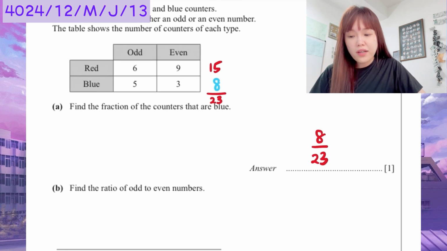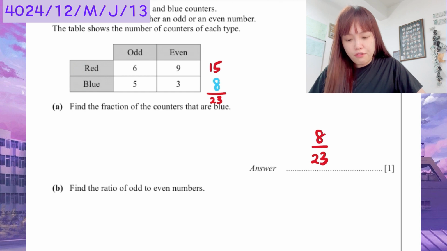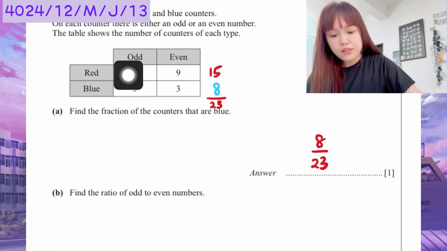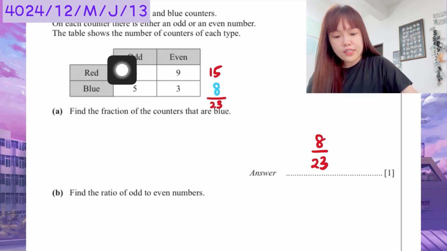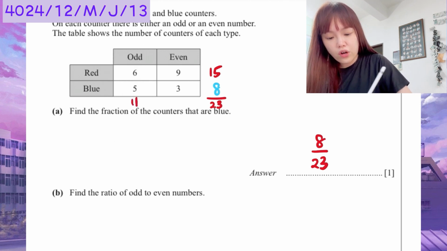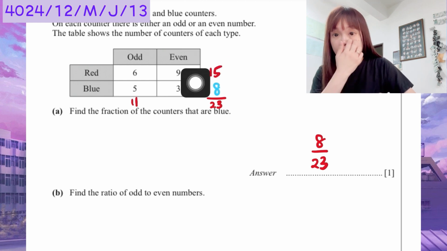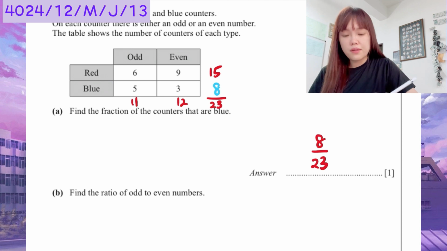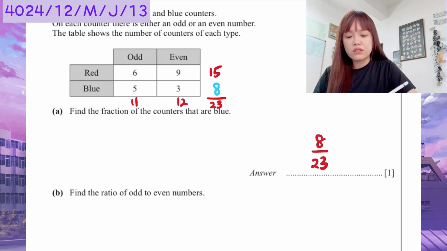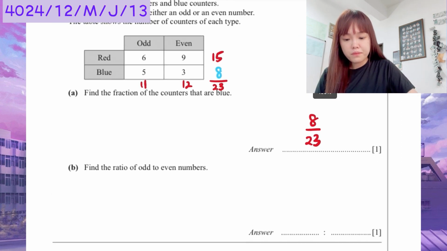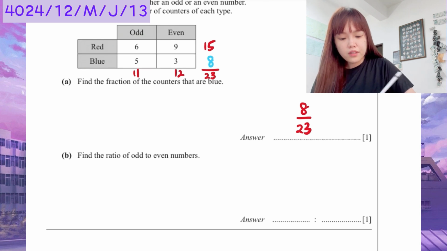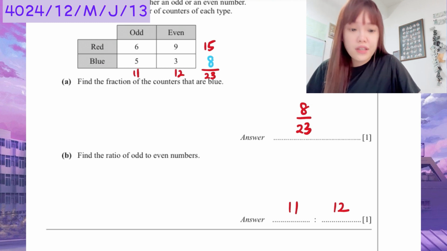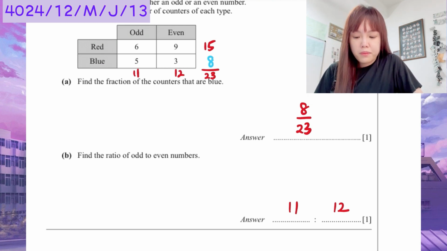This one is also 1 mark. Now let's look at part B. Find the ratio of odd to even numbers. Odd is here, 6 and 5 together are 11 odds, and even 9 plus 3, so they are 12 evens. Even counters and odd counters. So altogether odd is 11, and even is 12. 11 to 12, and it's already in simplified form.